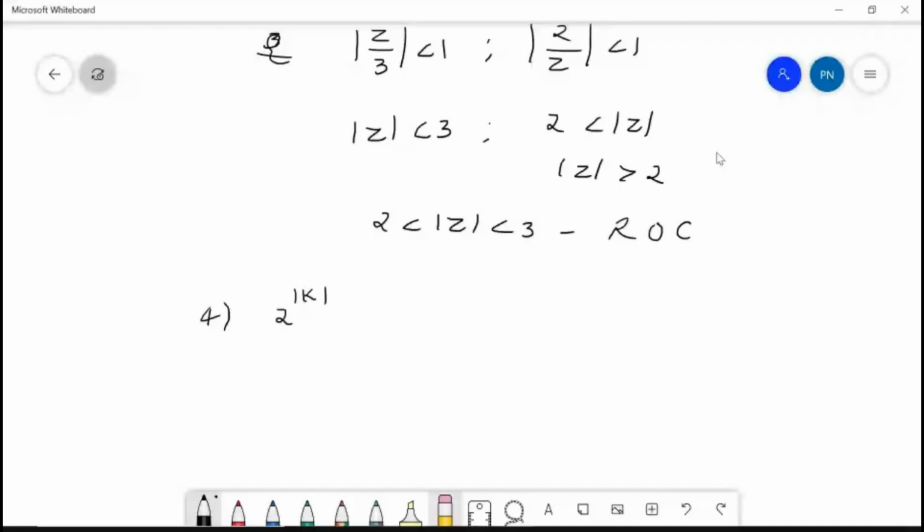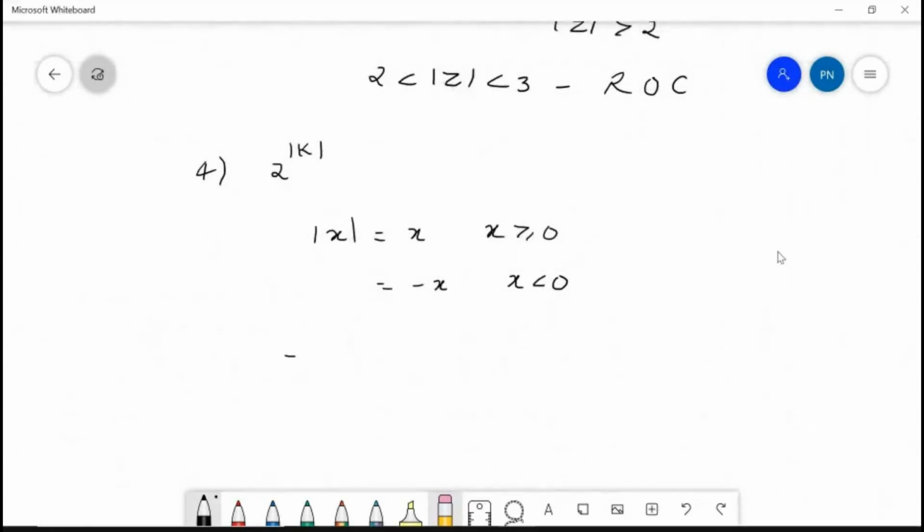Raised to mod k. We have a definition of mod: mod x is equal to x for x greater than or equal to 0, and is equal to minus x for x less than 0. We have this as a definition of mod. 0 can be taken anywhere. So now here we are having 2 raised to mod k.